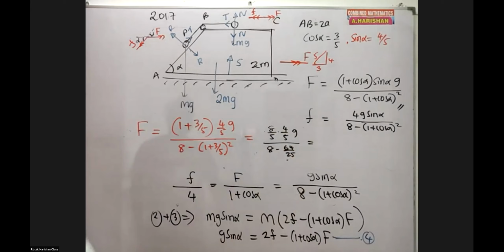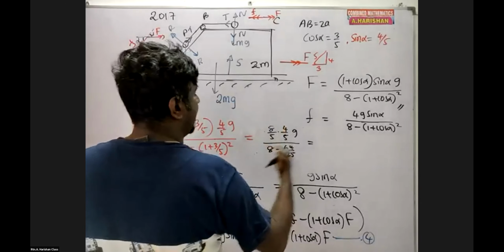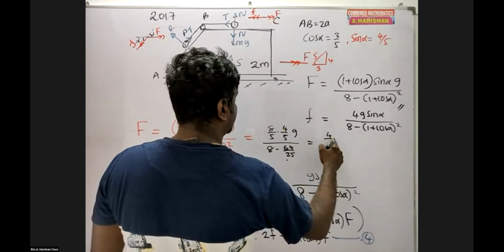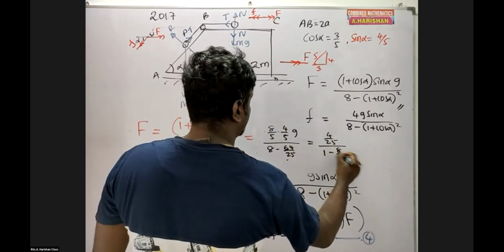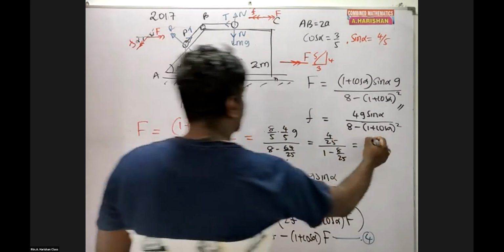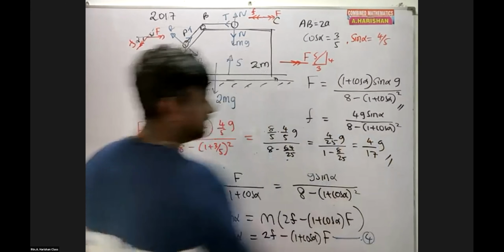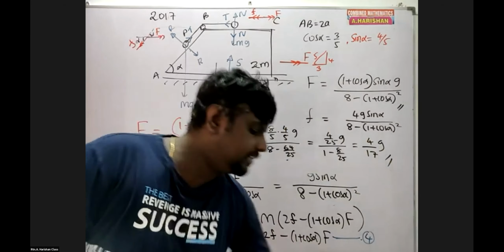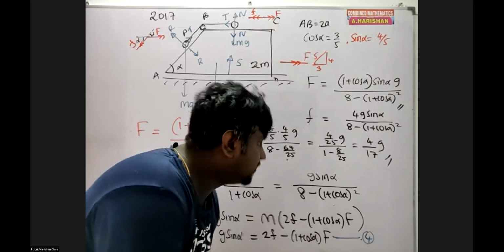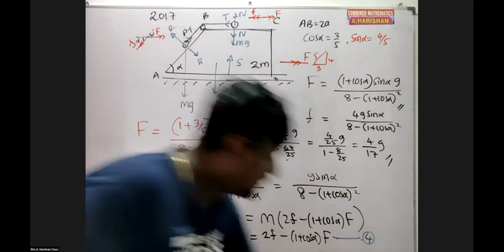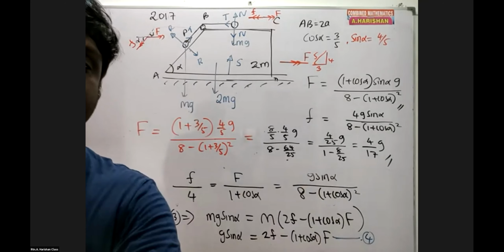So if you simplify, you can cancel the 8. So 1 minus 8 over 25. So 4 by 25 minus 8, 17, g. So is that the answer? 4g by 17 is the answer. Yes, that is the answer. Please consider this. Give me 1 minute. And find the simplest also.